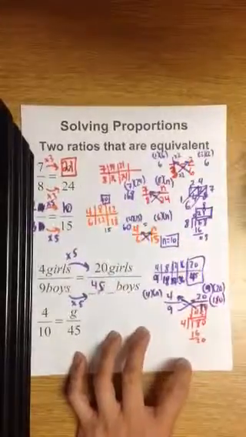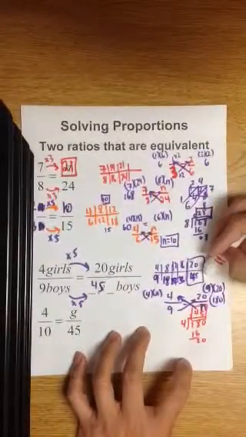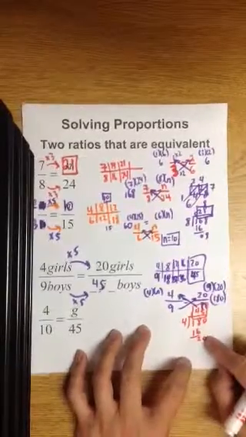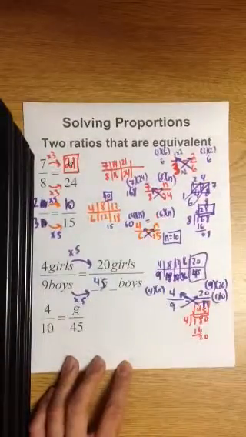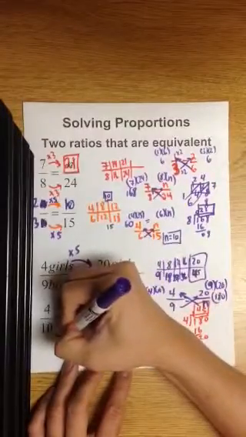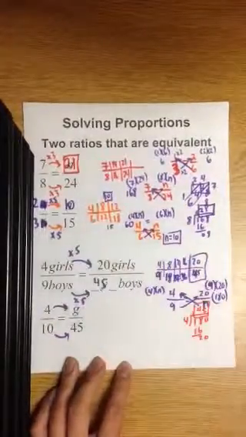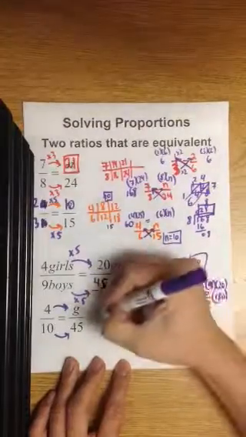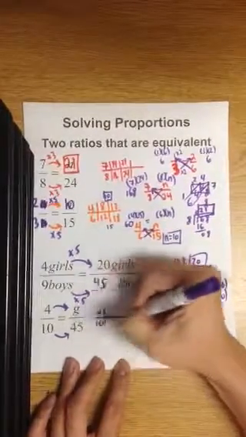So many ways to do it. You can multiply by a scale factor. You can create a ratio table. You can even do cross product. Next example. Scale factor way. What do you multiply 10 by to get 45? I can't. Well, let's create a ratio table.